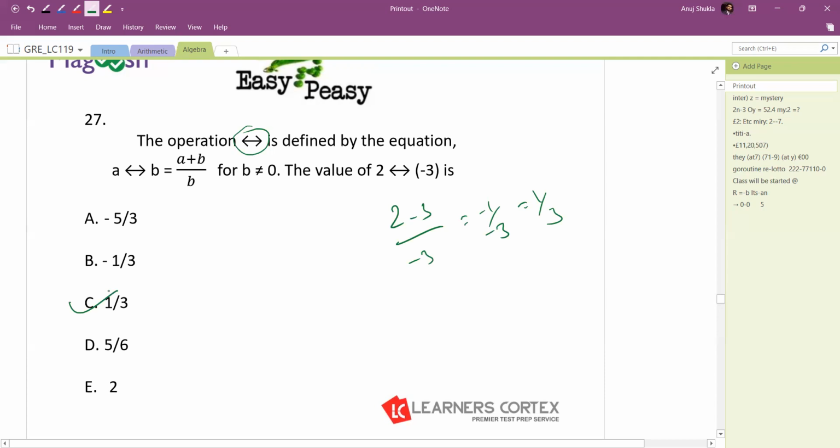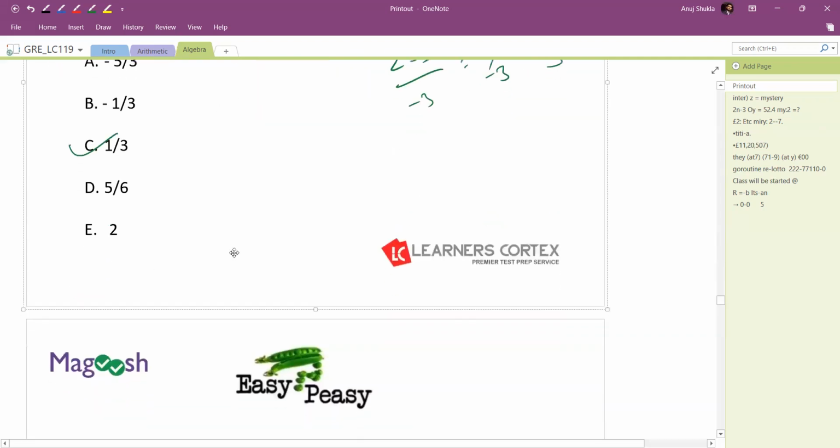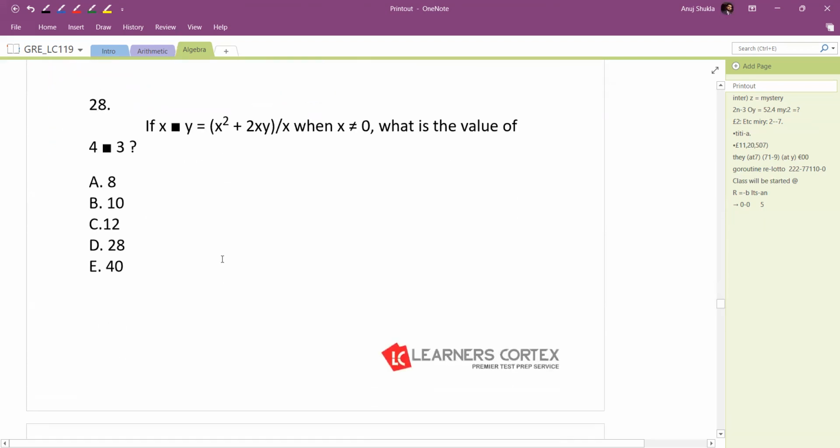Okay. This one. 40. So how can you solve this? They are asking for 4 and 3, right? So we'll put the values. So 4 square plus 2 into 4 into 3 divided by 4. Then you'll get the answer as 10.